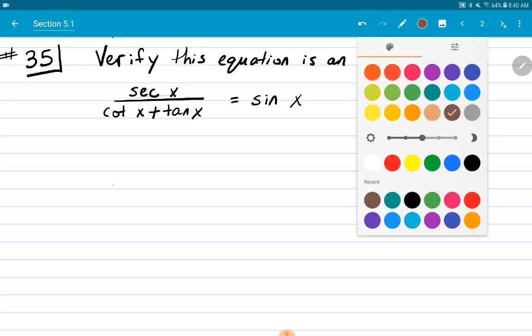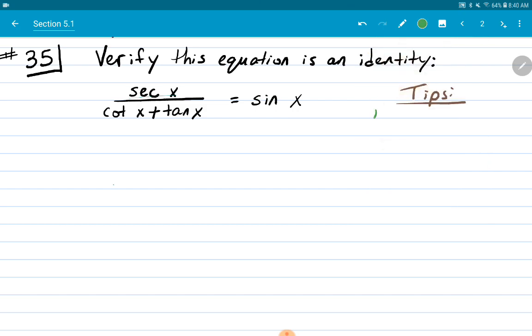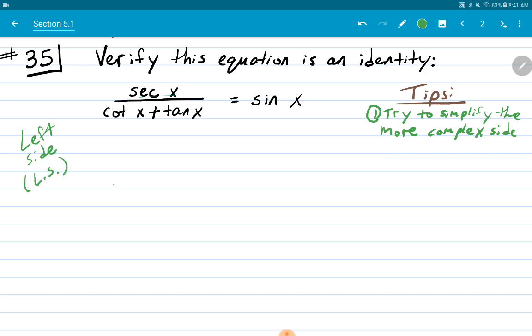It kind of helps to have these in our tool belt of things to think about, to do when we're not quite sure what to do. So the first thing, if you're looking at this and it doesn't jump out what to do, is to try to simplify the more complex side. Remember, we're working only on one side at a time, and in this case the left side looks more complicated. So I'm going to work just from the left side. And usually I would just abbreviate that LS, just to remind myself what side I'm working on.